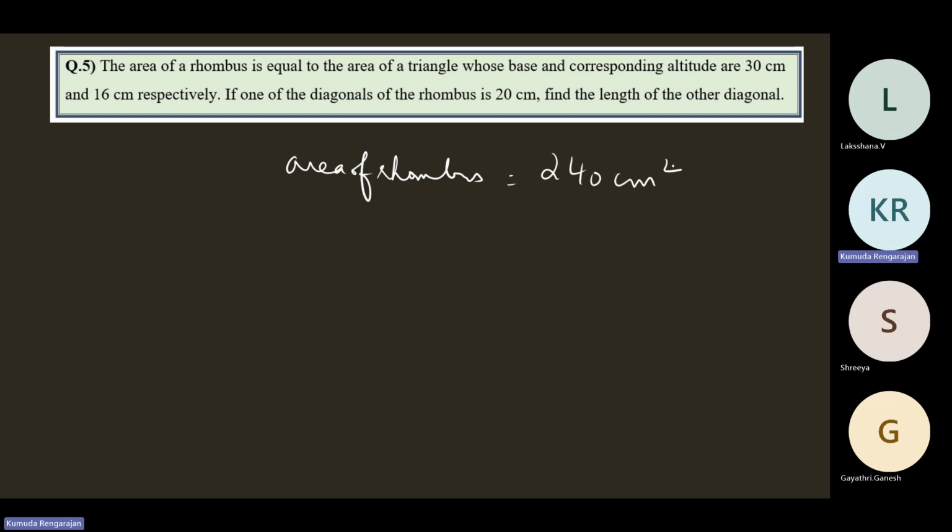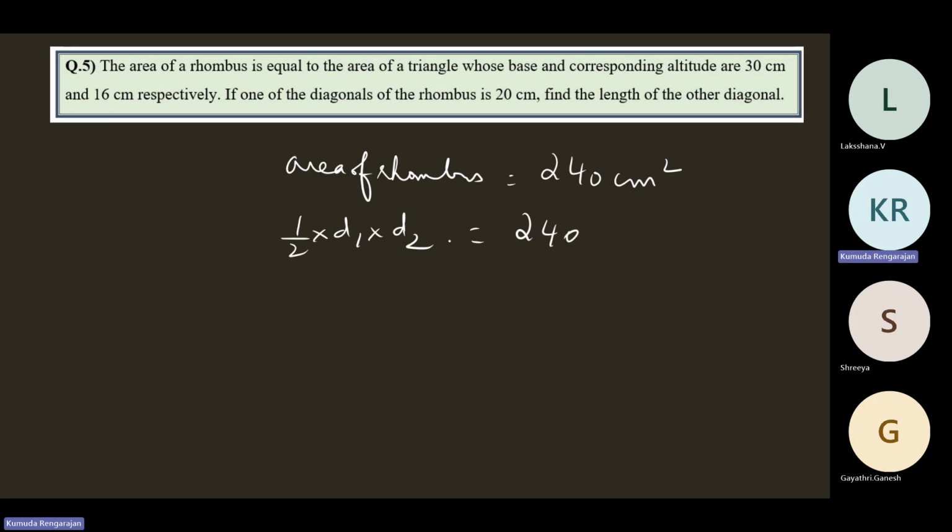Now, if one of the diagonals of the rhombus is 20, find the length of the other diagonal. What's the formula to find the area of a rhombus? Half into D1 into D2. This is the formula to find the area of a rhombus. Half product of diagonals is equal to 240.